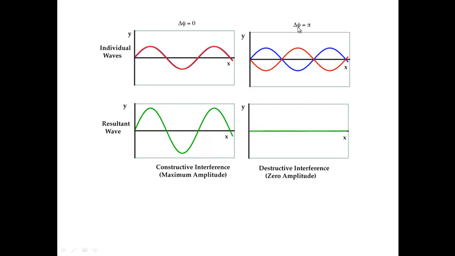But if we shift one wave by pi in phase with respect to the other one and add them together, if they started with the same amplitude, then they will add together to give 0. The peak of one is at the location of the trough of the other one, and the positive and negative values add together to give 0. Anytime we have constructive and destructive interference, we can be sure that this happens because we're dealing with waves.